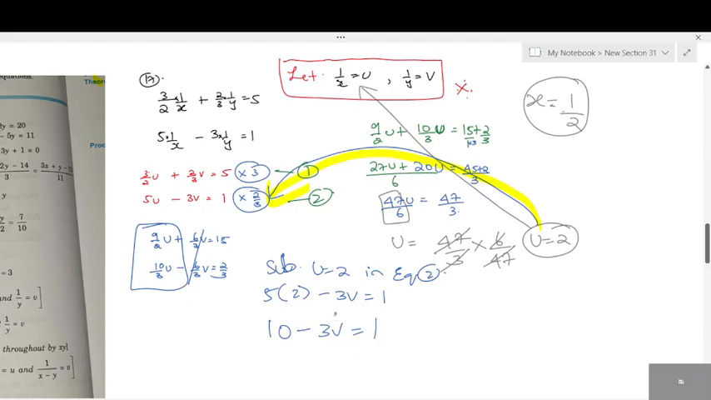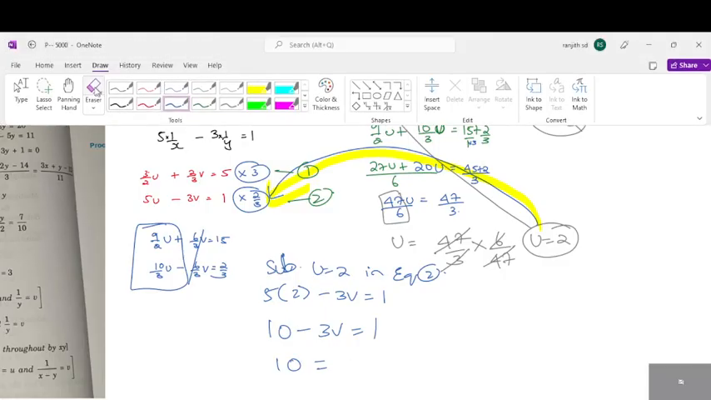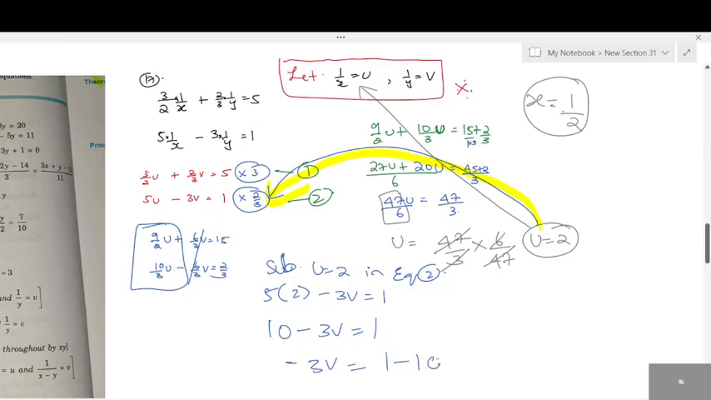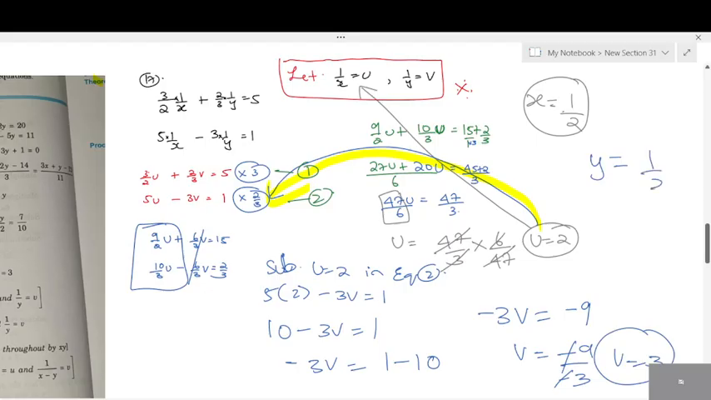See, minus 3v is negative. Or else do one thing. Minus 3v, I'll keep it as it is, is equal to 1 minus 10. What's the next step? Minus 3v is equal to minus 9, divided by minus 3. v is equal to... if v is 3, what is 1 by v? Very good, 1 by 3. Check the answer in the textbook for x and y. Is it correct?